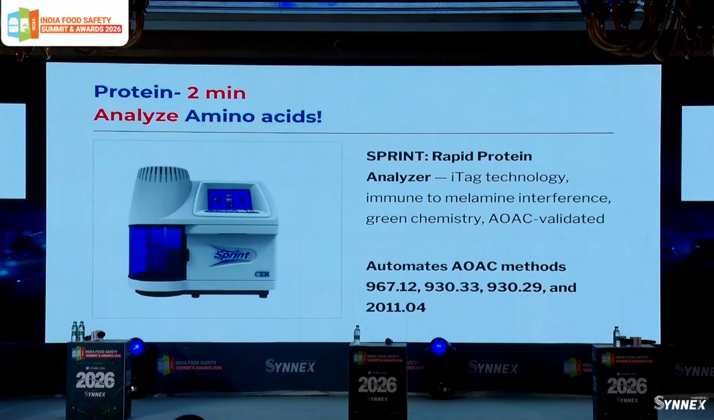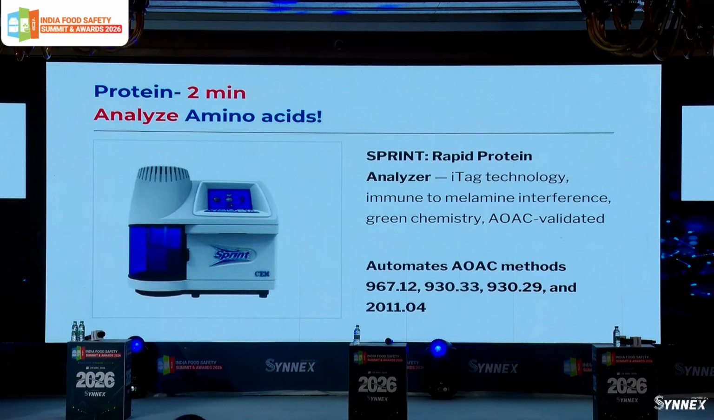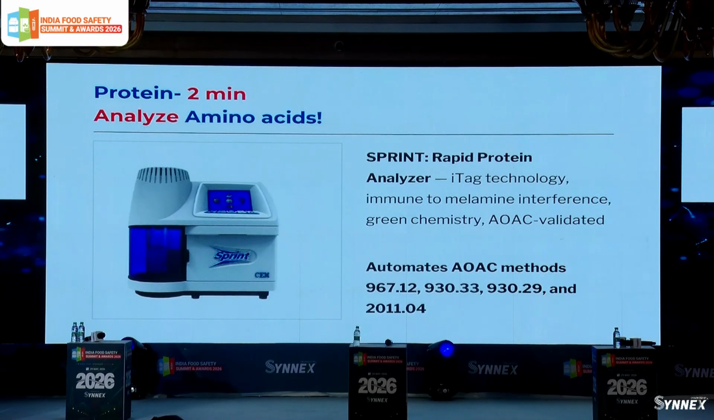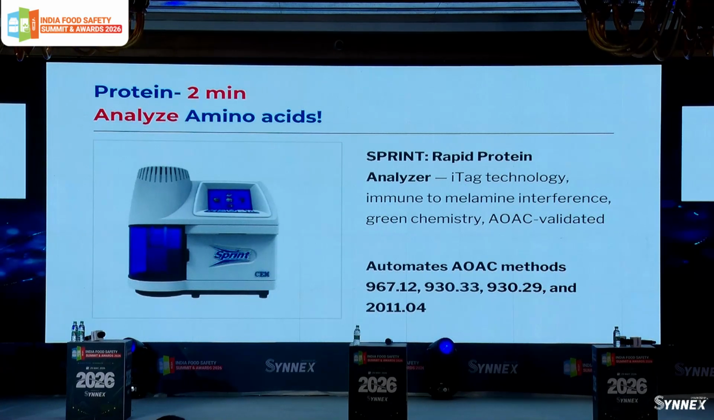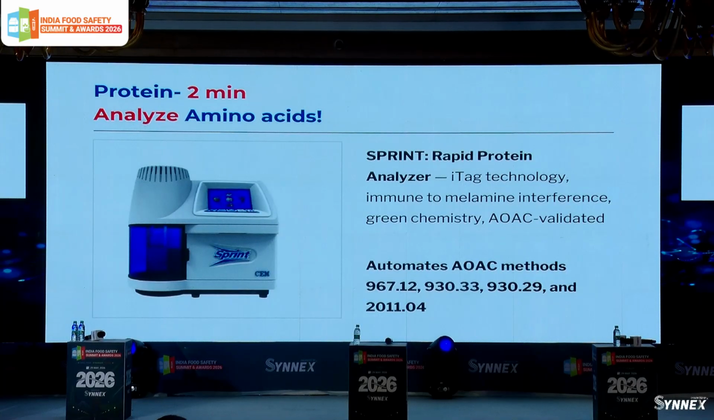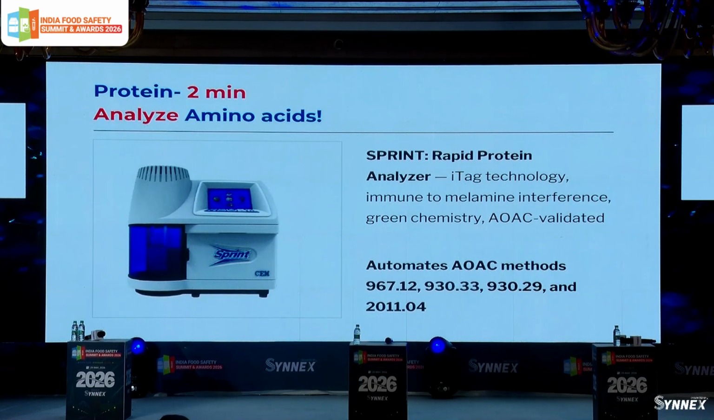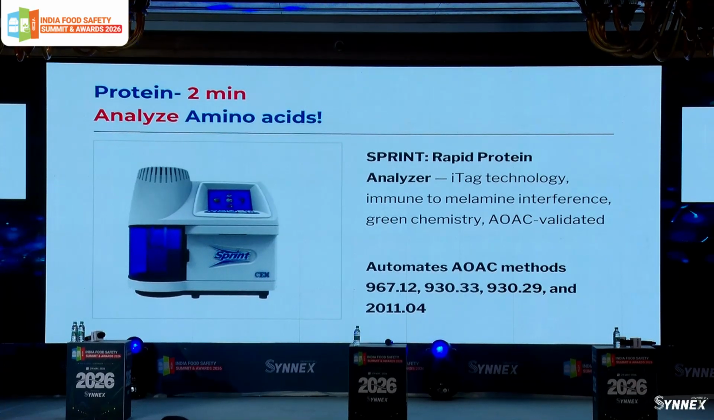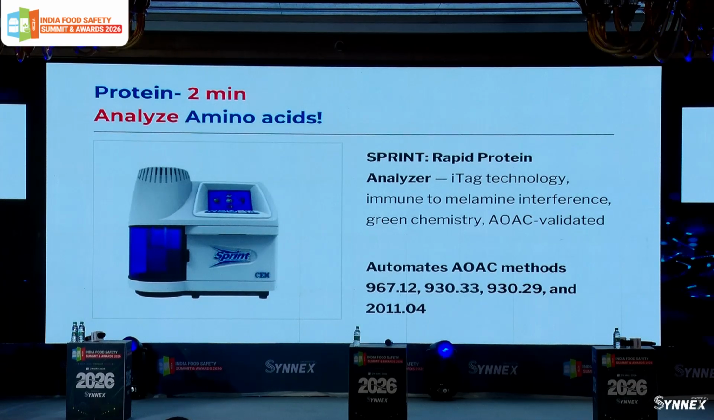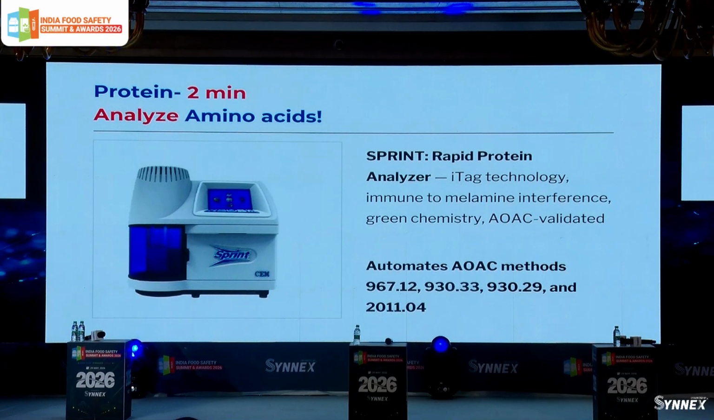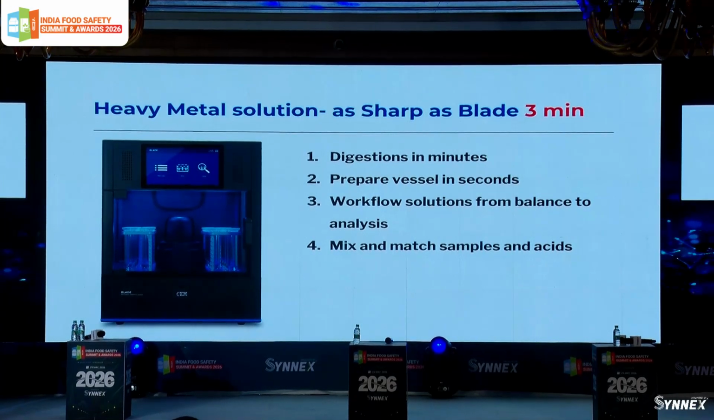In Sprint, we are using a patented technique where we add a solution, ITAC, which will bind only to amino acids. And when it binds to amino acids, it will give the total protein content. Please note, this method is approved by AOAC and nobody can challenge the results for the accuracy level. In India, some people are using it. It is expensive, almost 50 lakhs plus GST, but this accuracy level nobody would give. This is the number, AOAC 967.12. Some videos are also there that we will show.